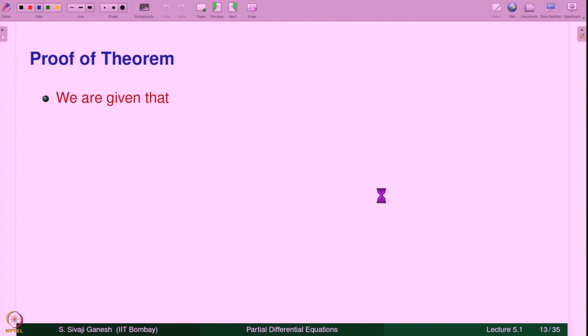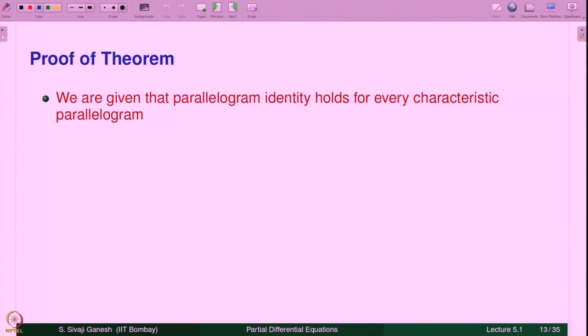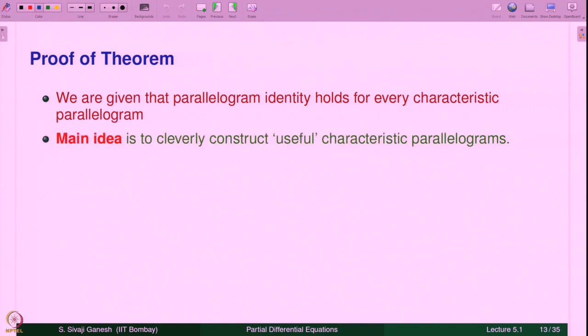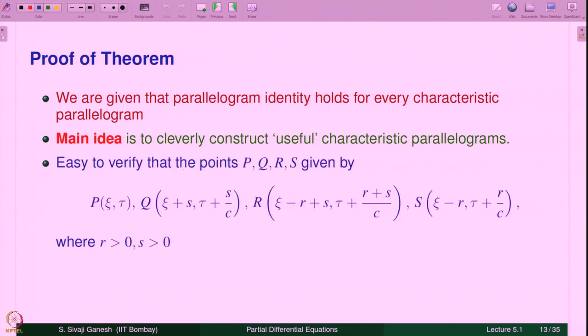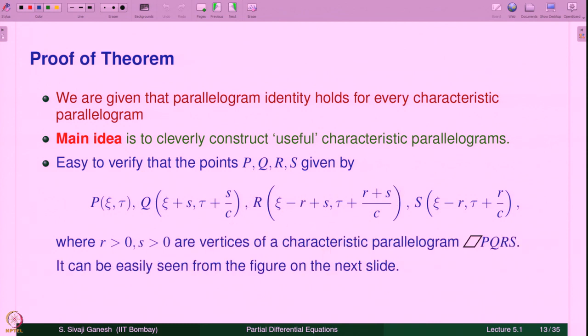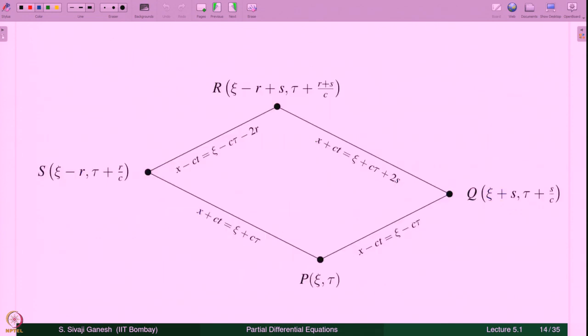So, proof of the theorem. We are given that the parallelogram identity holds for every characteristic parallelogram. The main idea is to cleverly construct useful characteristic parallelograms. This is a standard idea in mathematics. Whenever you are given a wealth of information, like here, something holds for every characteristic parallelogram, if you want to use it, you have to really exploit it by cleverly making choices. So, it is easy to verify that these points PQRS are vertices of a characteristic parallelogram. In fact, we have derived how these points should look and then wrote them down here. So, it is easier if you look at the picture.